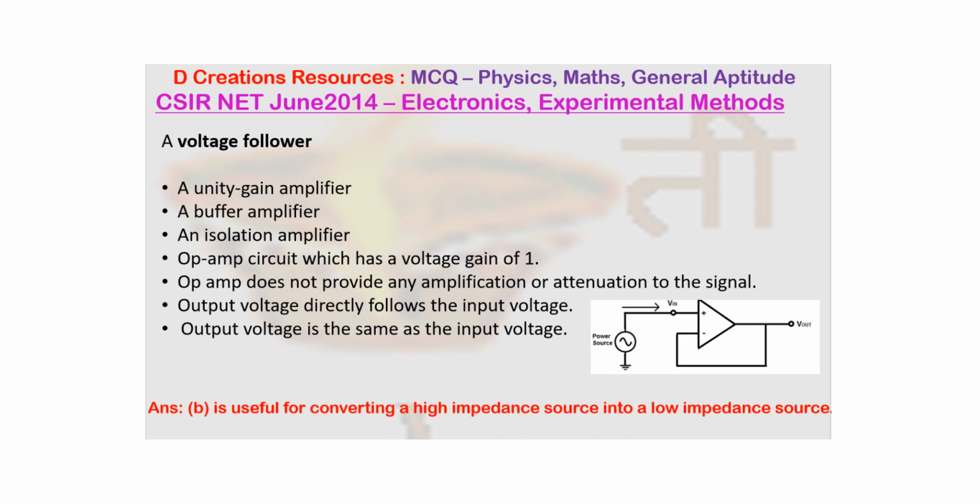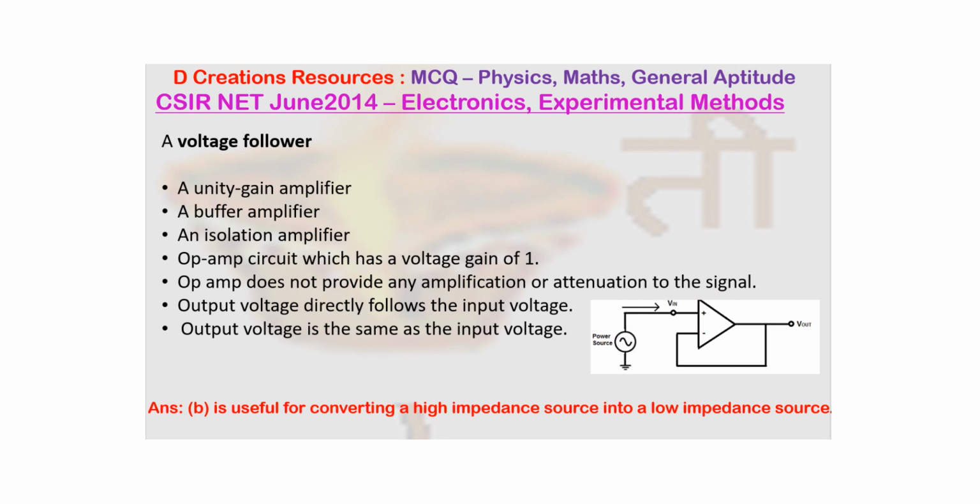So here the voltage gain is 1. That means whatever is the input, the same thing is going to be the output. So it does not provide any kind of amplification or attenuation basically. The gain is 1, and as I mentioned, input and output are equal. In other terms, you can say the output voltage is directly following the input voltage, and that's why it's called a voltage follower.